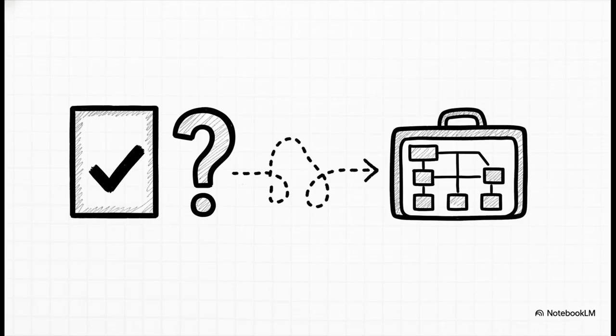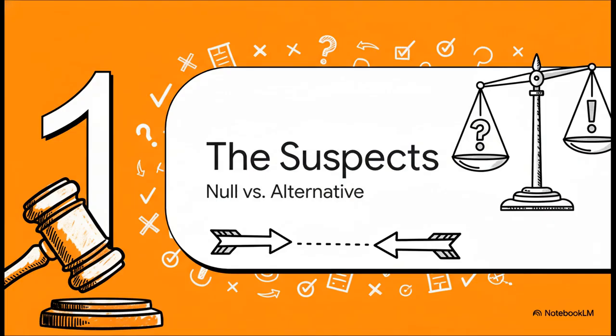All right, so we have a claim from the company, and we have our own suspicion. We can't just go on a hunch, right? We need a process, a structured investigation to figure out if there's enough evidence to actually challenge what the company is saying. So let's start by identifying the suspects. In any good courtroom drama, you've always got two opposing sides, right? The prosecution and the defense. Well, in statistics, it's pretty much the same thing. We have two competing ideas, two hypotheses that are about to go head to head.